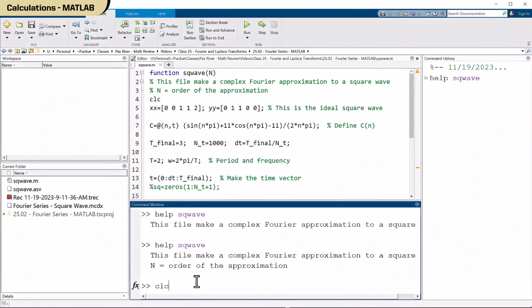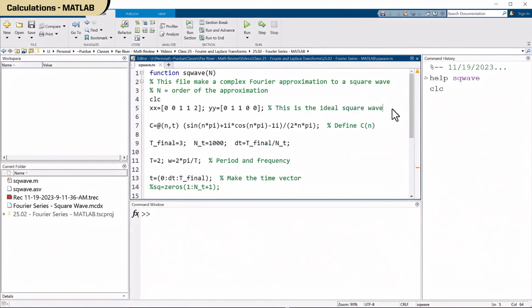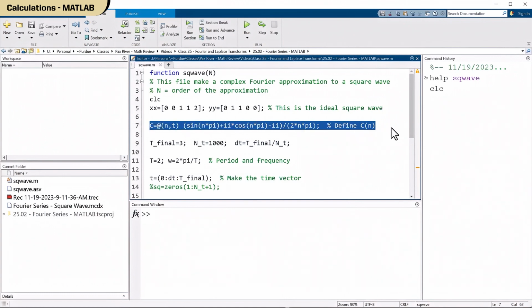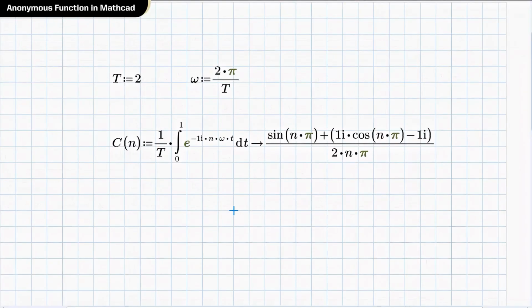So let's clear the screen here, clear the command window. I've got the CLC command in there as usual, and right there's where I'm defining the square wave, just exactly as I did in Mathcad. Now the next line here, I've written out an expression as an anonymous function for C sub n. The reason I can do that is offline I went ahead and figured out what that was, evaluated that integral. And I happened to do it in Mathcad just because it was easier to look at.